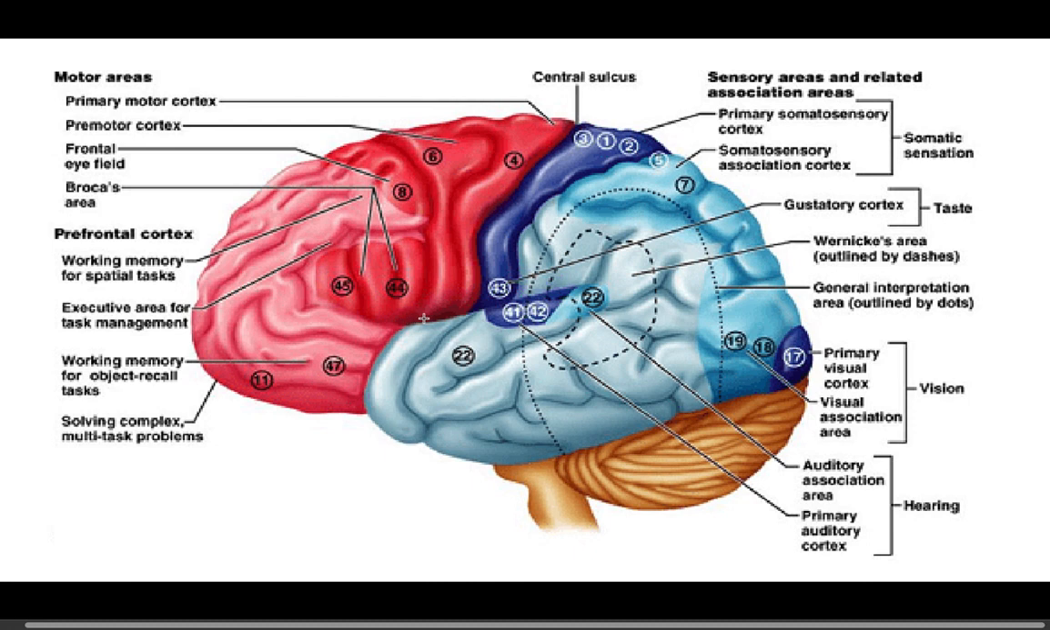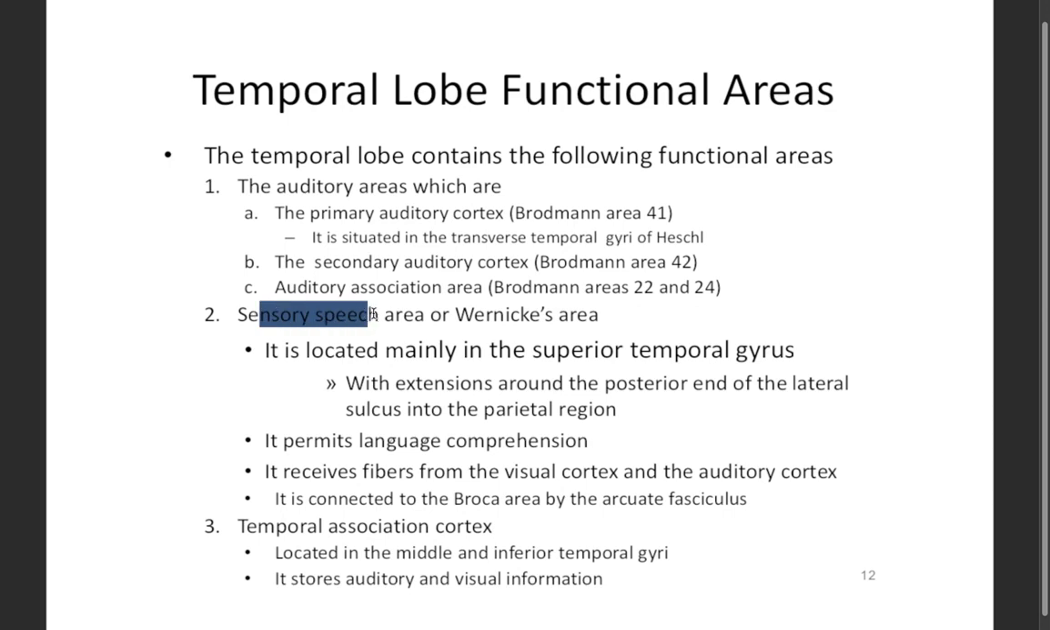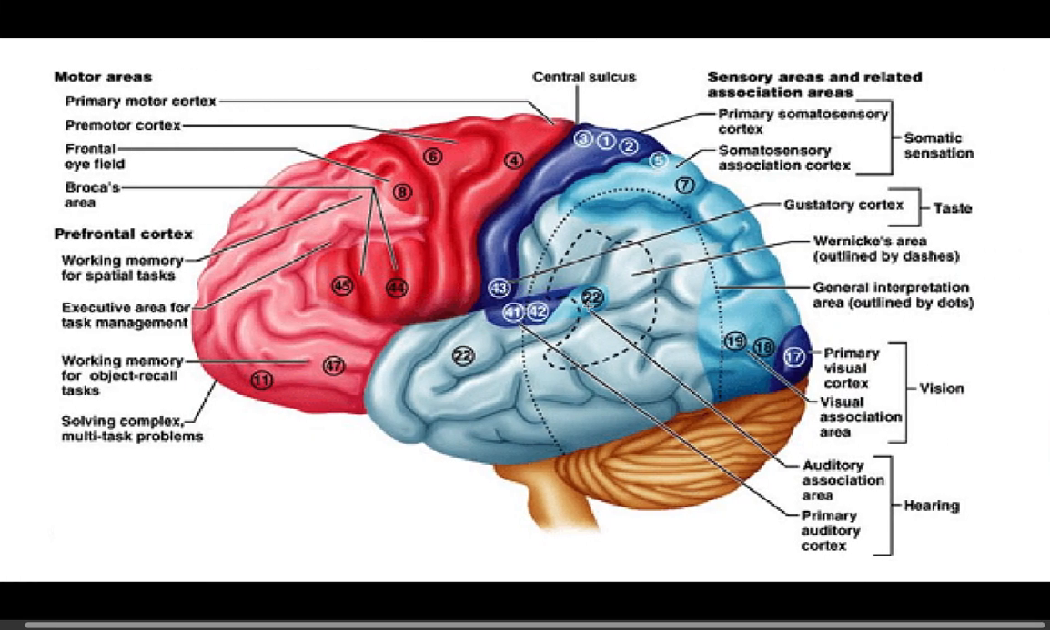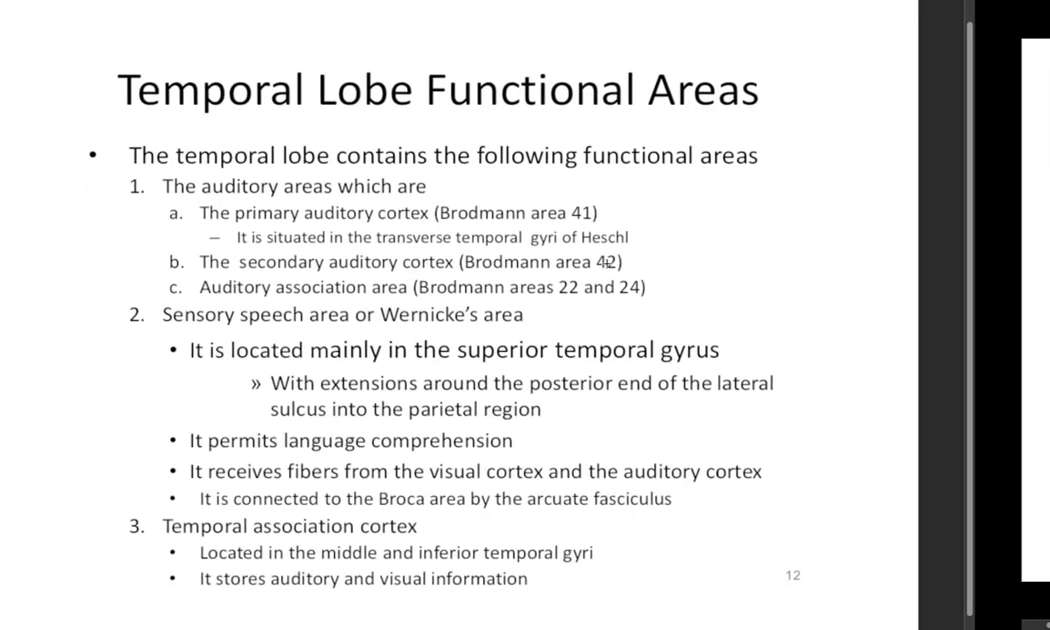So this is the lateral sulcus. This is the anterior part of the lateral sulcus separating the temporal from the frontal lobe, and this is the posterior part. Remember that we have the anterior horizontal and anterior ascending rami of the lateral sulcus, and the posterior ramus of the lateral sulcus. At the most posterior part of the lateral sulcus, here we have an extension of the sensory speech or Wernicke's area. It has an extension around the posterior end of the lateral sulcus that goes inside the parietal region.